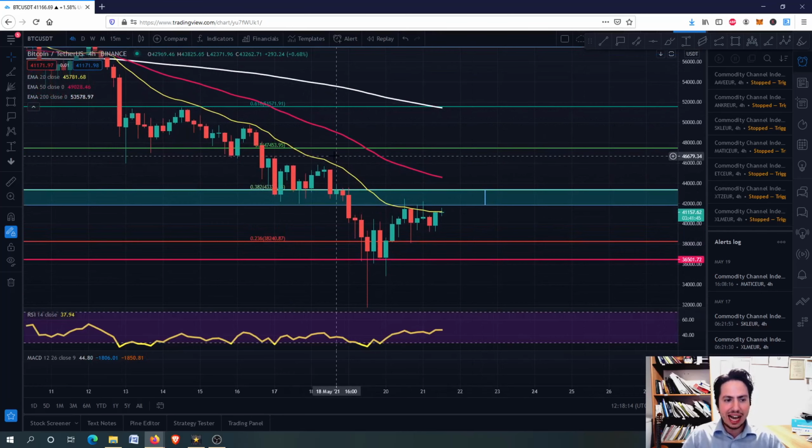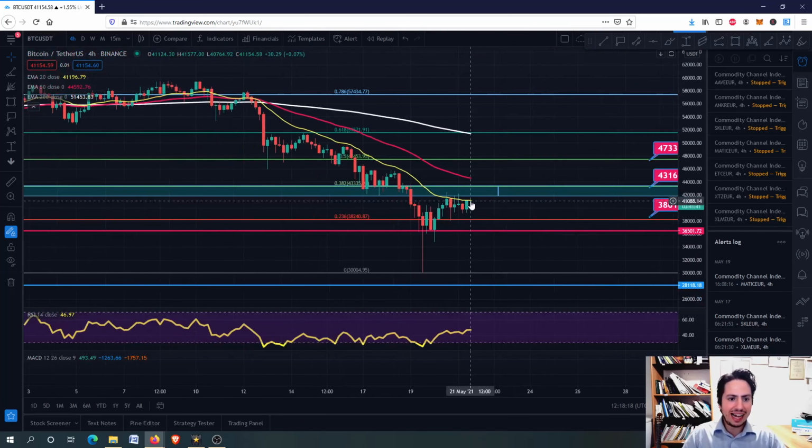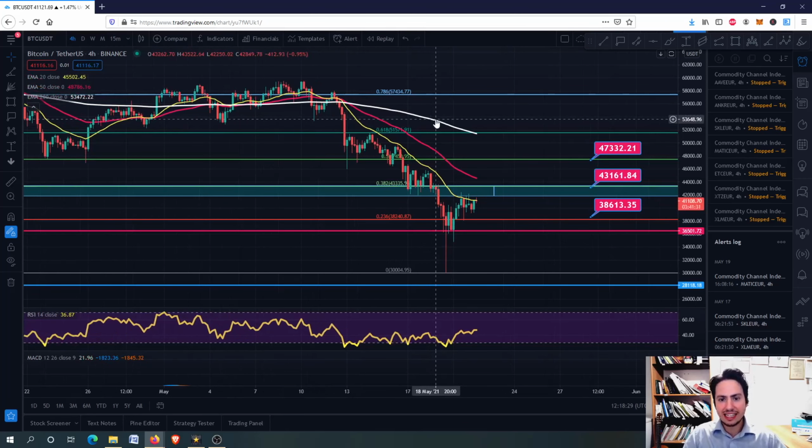Now I go to the technical analysis on Bitcoin. You can see I will start with the 4-hour frame. First of all, what I have on my chart: the 20-day EMA, the 50-day EMA, and the 200-day EMA. The white line is the 200-day EMA, the red line is the 50-day EMA, and the yellow line is the 20-day EMA.